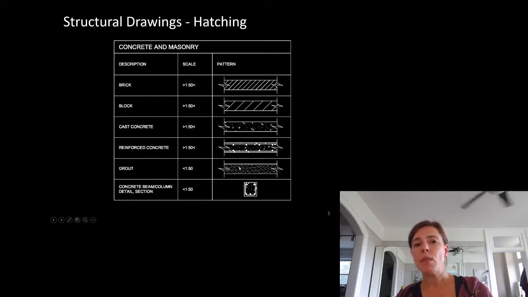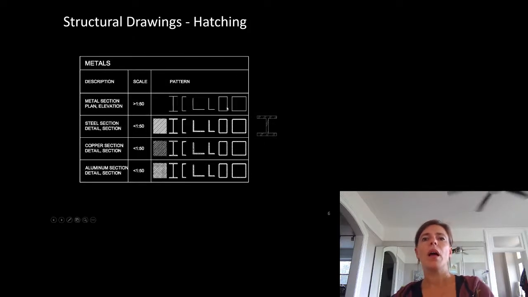Grout in a small scale thing would often be displayed as sand. For these two concrete types, if it's like a 1 to 100, sometimes I use the sand just because it's a little easier to see what's going on. Steel, we have in different shapes. If we're talking about a plan drawing, we'll often just draw the outline. But if we're cutting through it in a section, for example, we'll show it with these slashed lines, usually too tight together with a space.